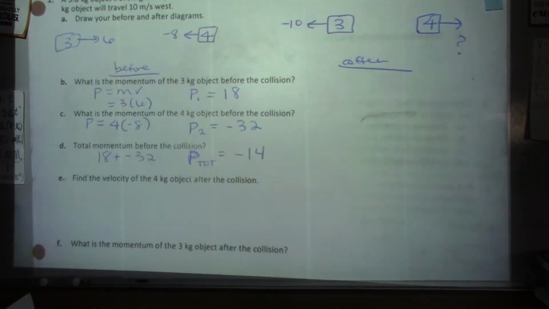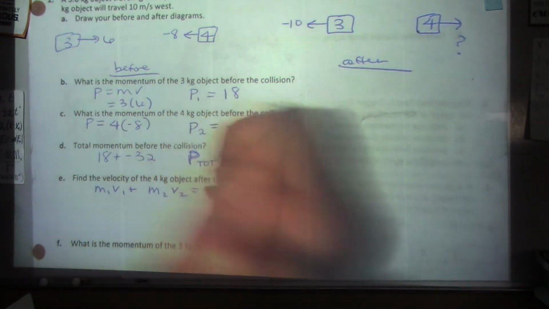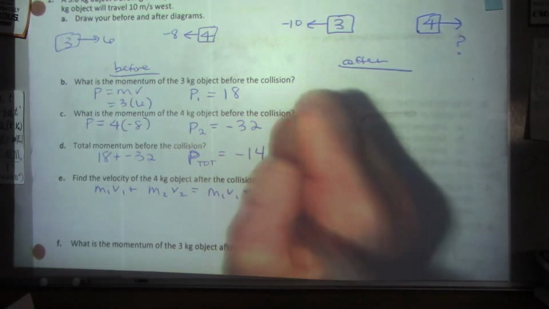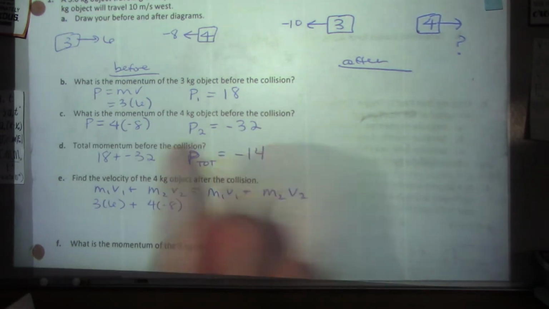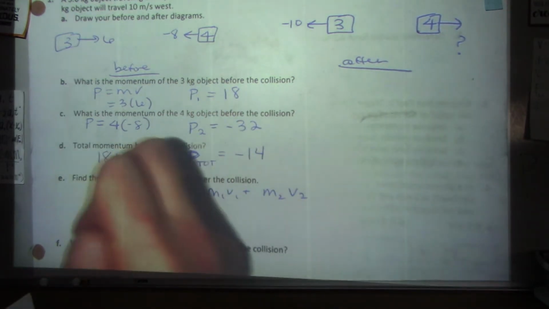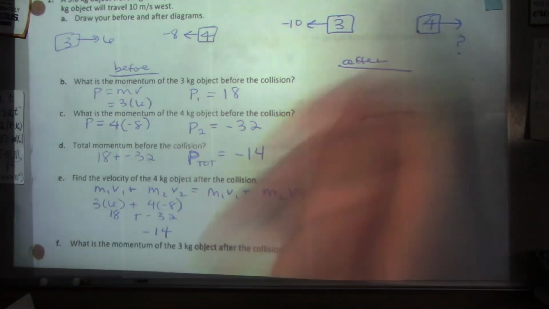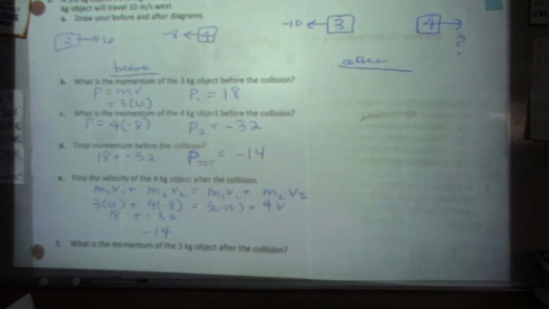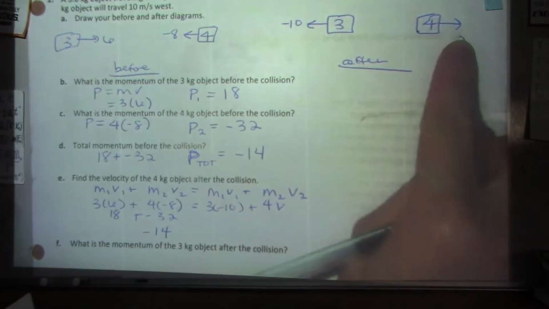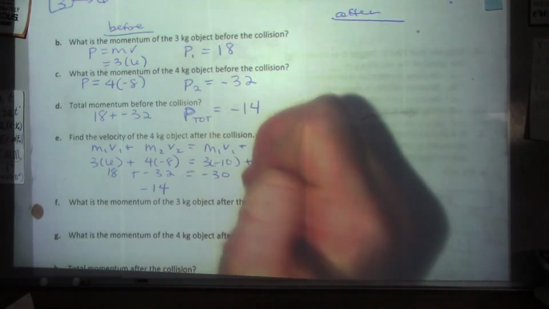E is asking to actually find that missing velocity of the 4 kilogram after the collision. So we're going to plug into our collision equation. We've already done the left side, the 3 times 6 plus 4 times negative 8. We already found that that is 18 and negative 32, so that gives me negative 14. We have not done the after side, which would be 3 times negative 10 plus 4v. So on the right, that gives me negative 30 plus 4v.